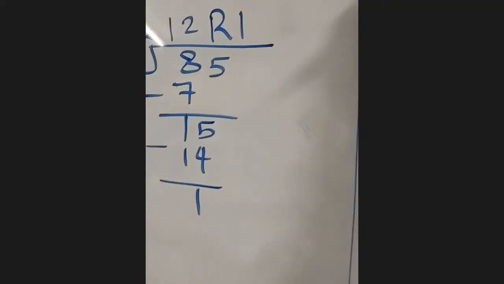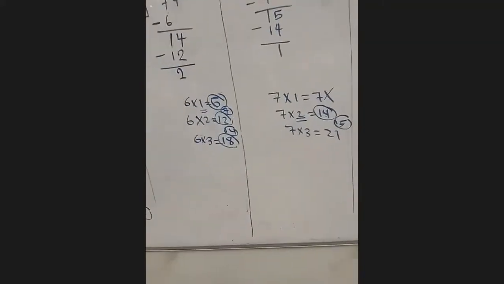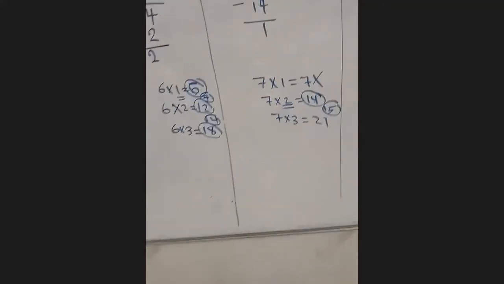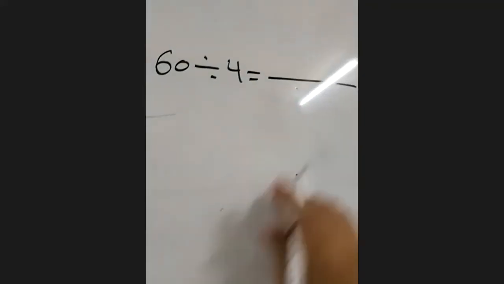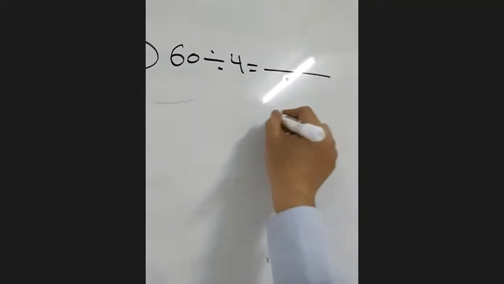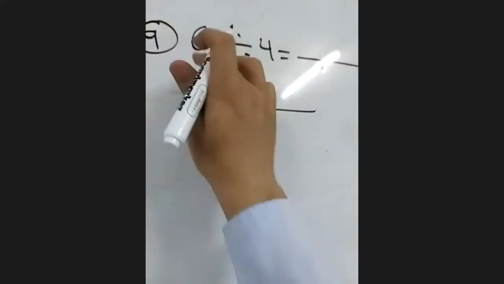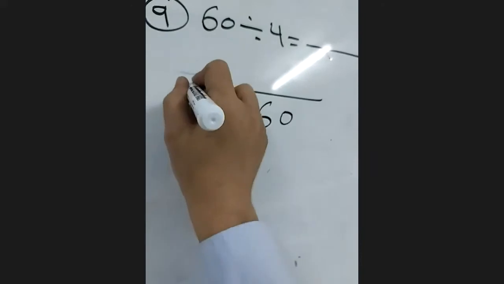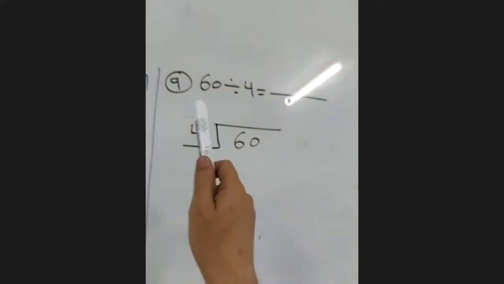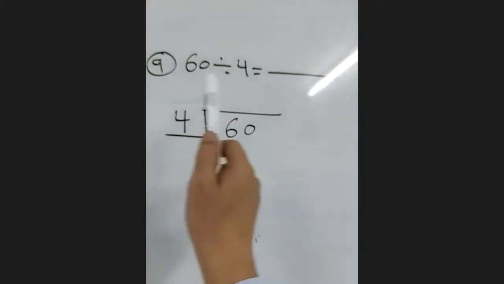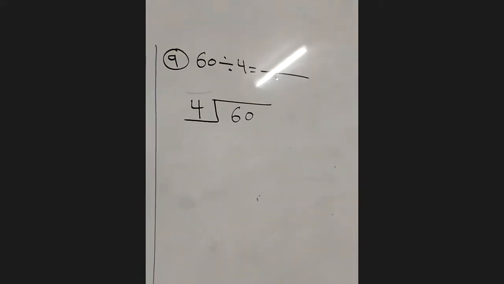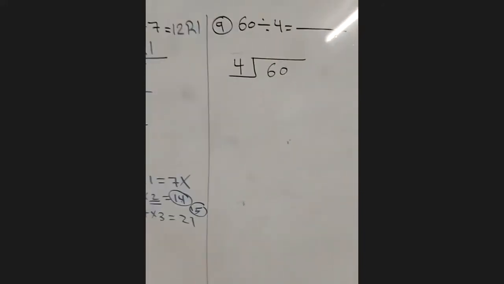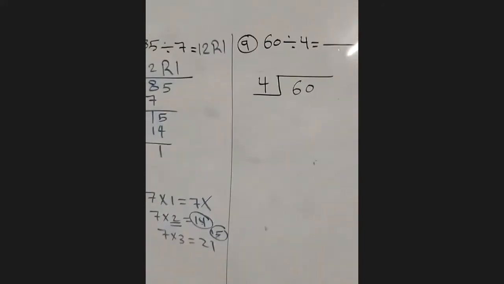Question 9. We have 60 divided by 4. In the question, guys, you have 60 divided by 4 equals a line. Now, under the question, we will write long division. The 60 inside, the 4 outside. In the book, the question is written the normal way. Under it, you will make long division like this, okay? Now let's do division normally.